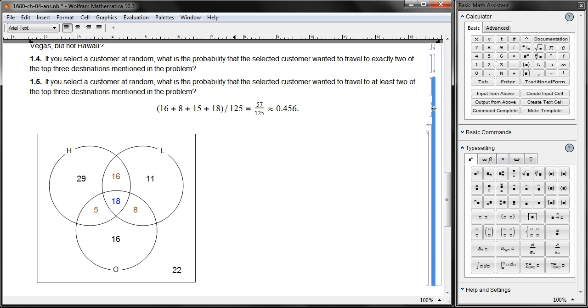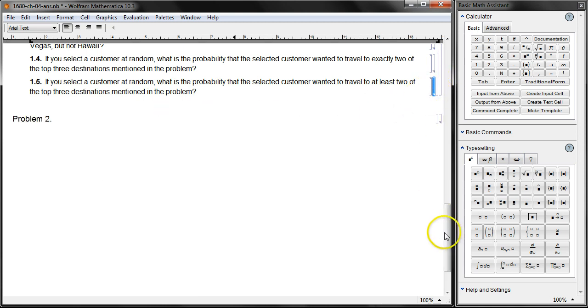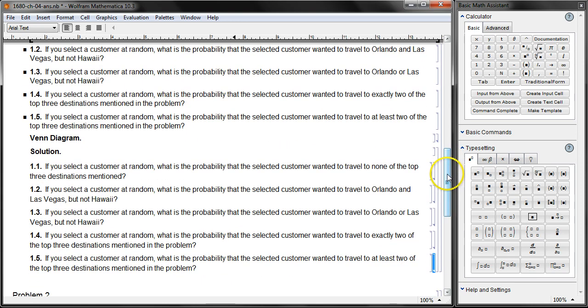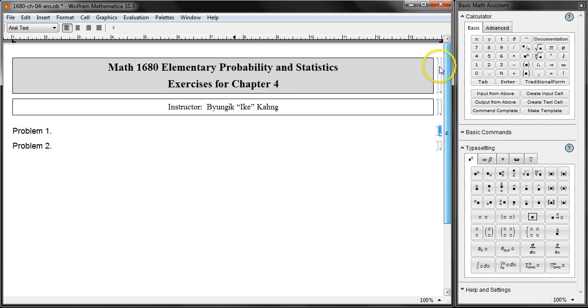Next problem is about at least 2. This time, not just brown numbers, but this blue number as well. 2 destinations or 3 destinations put together. So adding all those and dividing by 125, the total, we get the probability of 0.456. That concludes problem number 1. And let's discuss problem number 2 in a separate video.